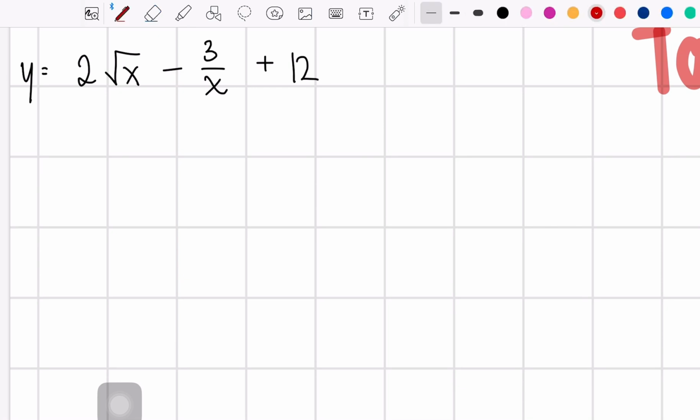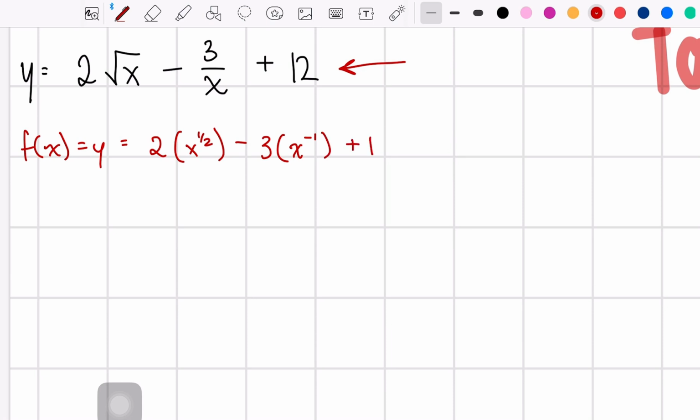We're going to try to put this equation in simpler terms. We're going to write y equals, and you can use f of x or y, they're all the same thing, just different notations. We're just going to rephrase this first equation to make it look simpler. We start with 2 times the square root of x, which is the same thing as x to the power of half. Then minus 3, and when x is on the bottom, it's the same thing as x to the power of minus 1. And plus 12. Keep in mind, we're simply rewriting the first equation in power terms.